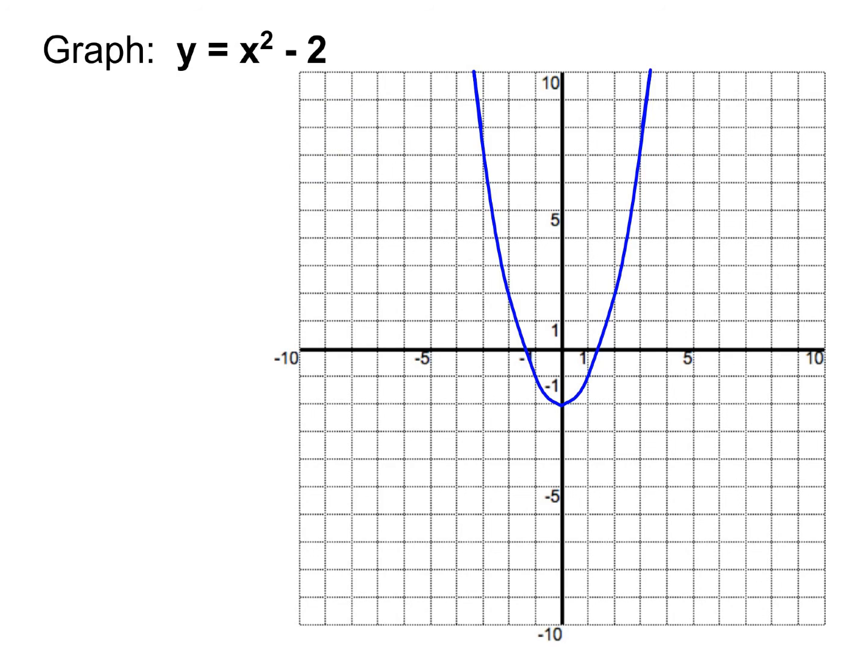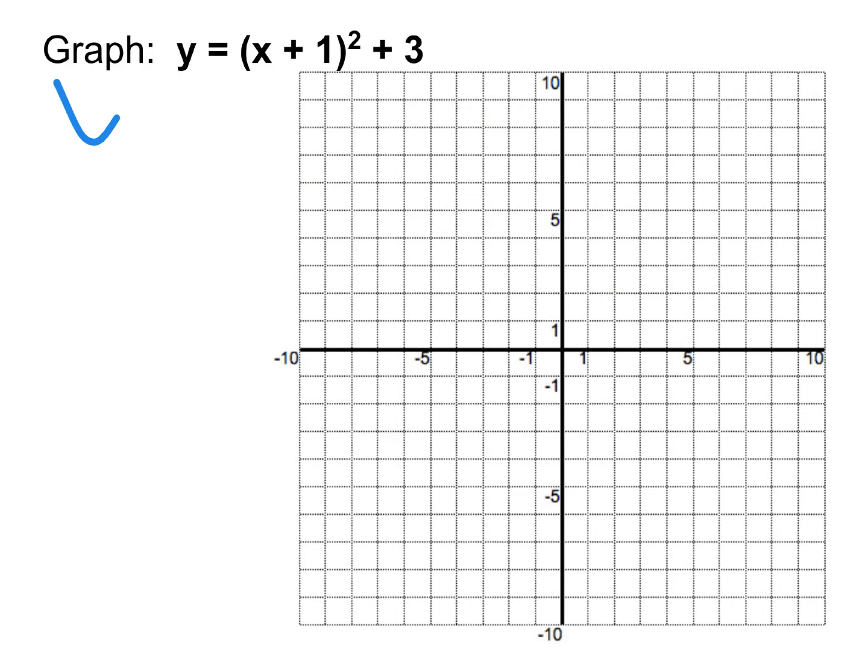Then one last one to do here. Please write this equation above your next graphing grid. y equals (x plus 1) squared plus 3. All right, so first thing, what's the shape of this graph going to be? Yep, it's going to be that U shape. I know that because I see squared is in the equation. So that gives me the U shape.